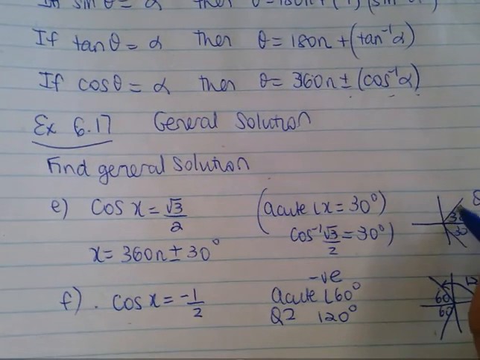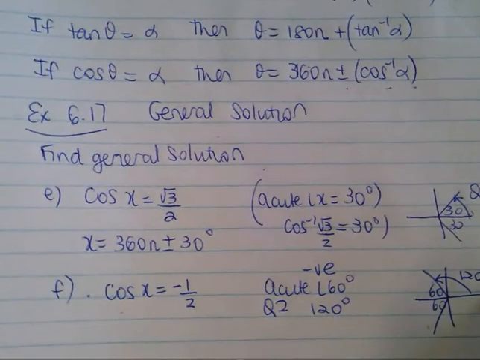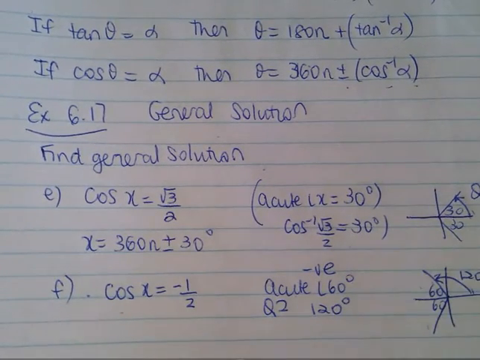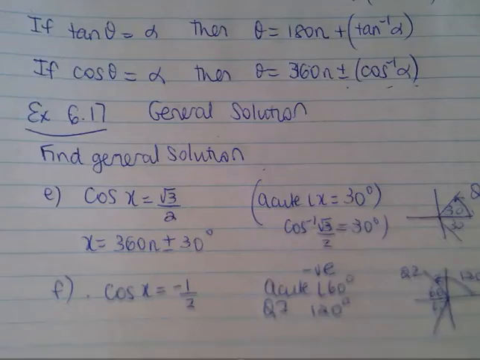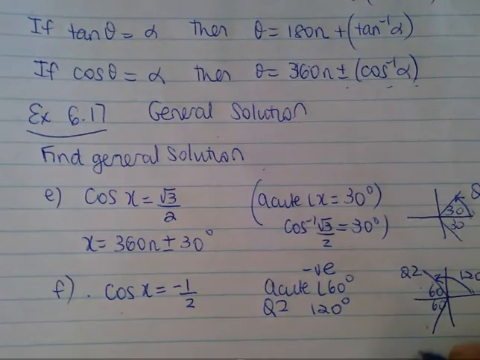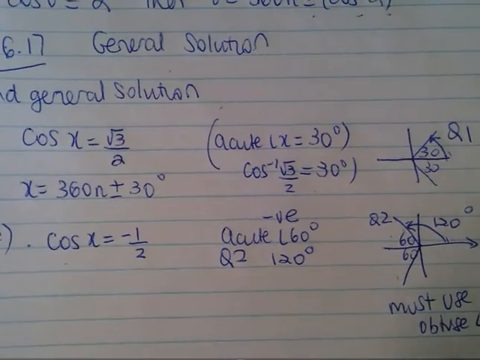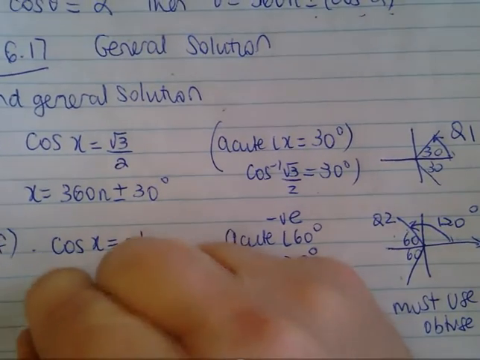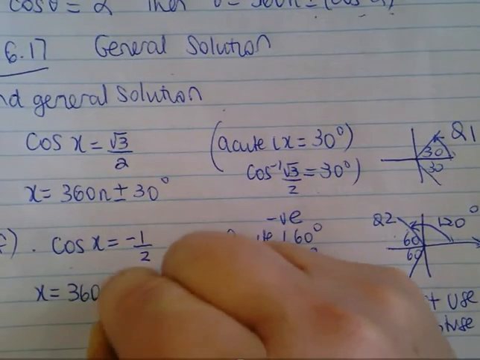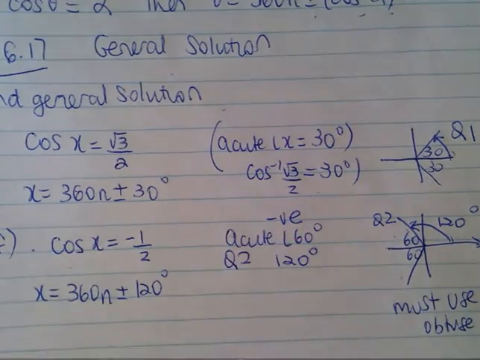See how in the first one, it's 30, because when I go from the positive x-axis to there, it's 30. Well, when I'm going from the positive x-axis to this, it's 60. It's 120. So I have to use quadrant 2. So this is the only time you use an obtuse angle. So if cos is negative, you must use the obtuse angle. So must use obtuse angle if cos theta is negative. So x, your general solution, is 360n plus or minus 120. That's it. That's what we do for those. All right?